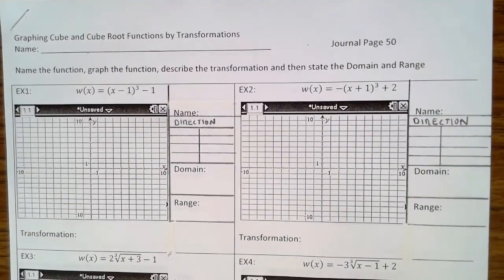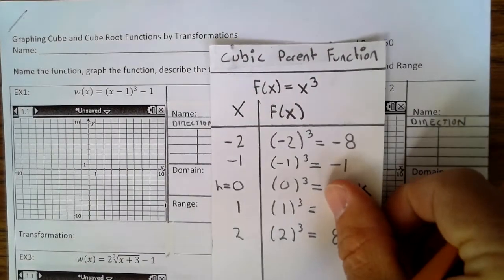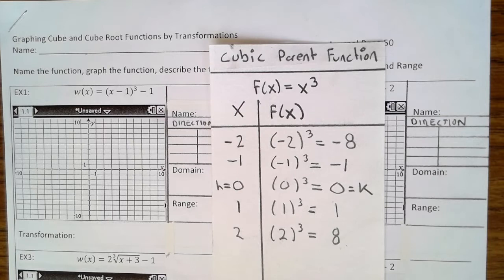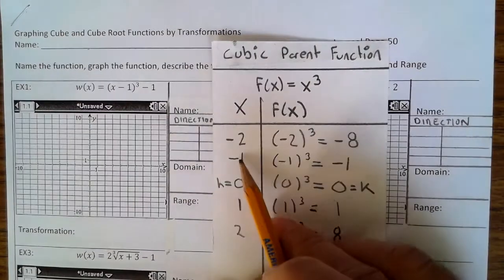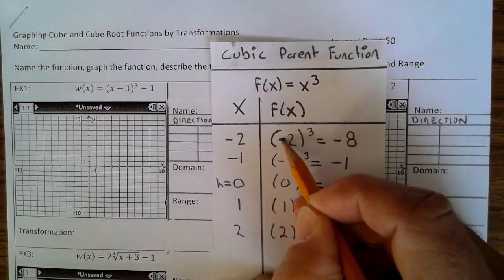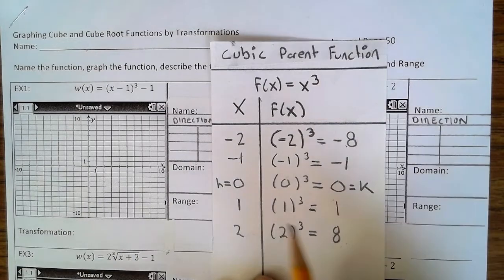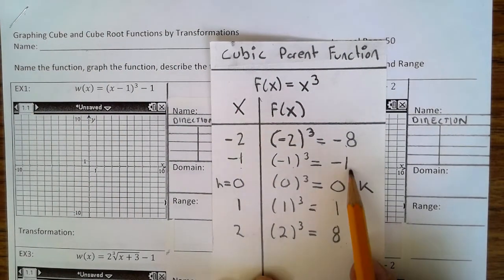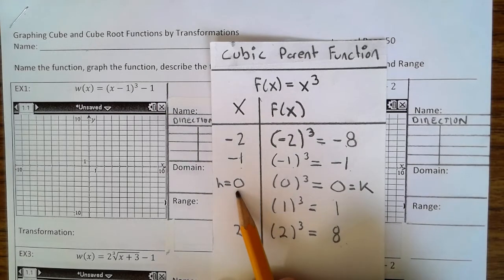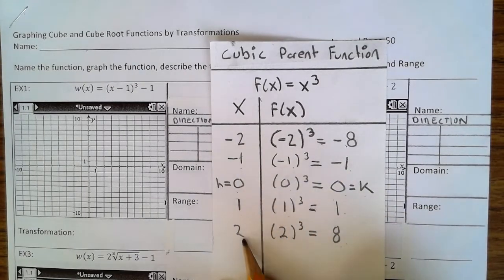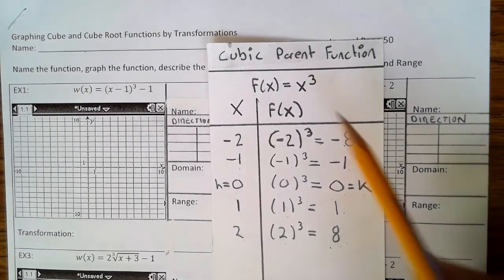All right, example one. Now to understand the graphing directions of the cubic function, let's add a note card to our notes. This is the cubic parent function. When f of x equals x cubed, and you have x and f of x, negative 2 cubed equals negative 8. When x is negative 1, cubed is negative 1. When h is 0, 0 cubed is 0, which is k. When x is 1, 1 cubed is 1. When x is 2, 2 cubed is 8. So these are the points of the parent function, but we're going to use these as our direction.